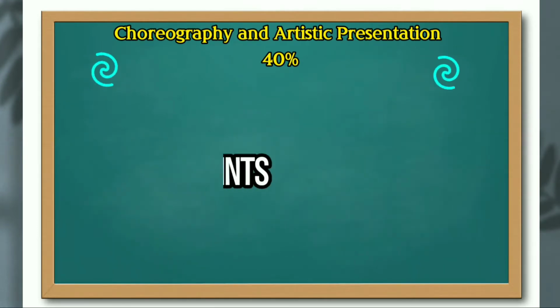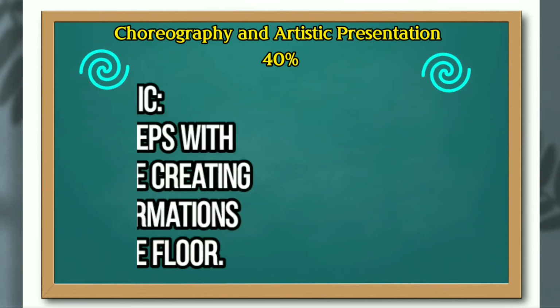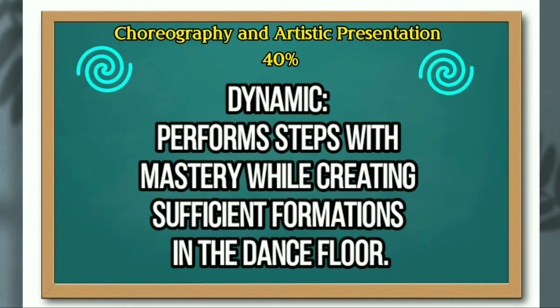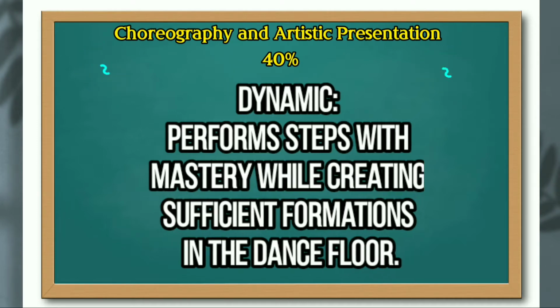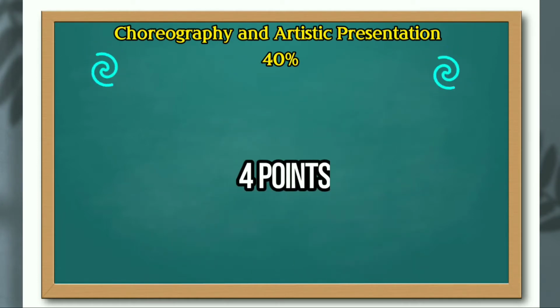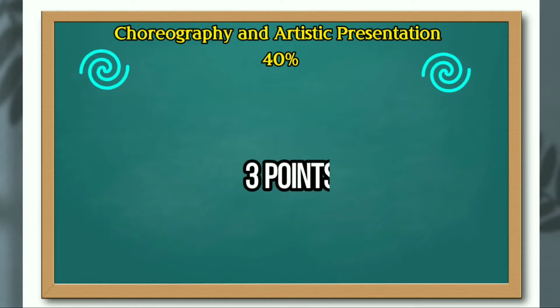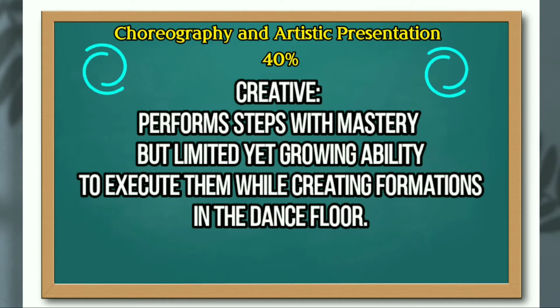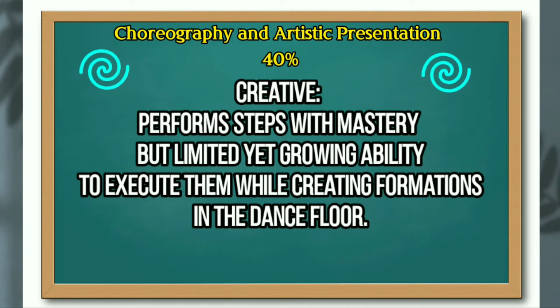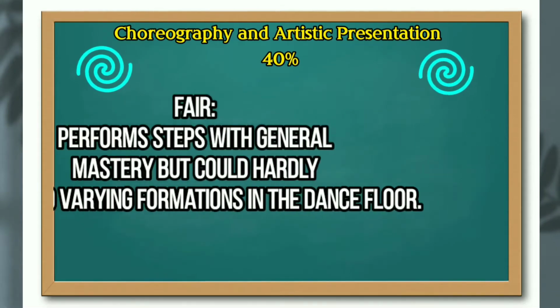So that's perfect, that's 5 points. So dynamic, if the students will perform steps with mastery while creating sufficient formation in the dance floor. So that's 4 points. So 3 points if they only achieve creative. So creative means perform steps with mastery but with limited yet growing ability to execute them while creating formations in the dance floor. That's 3 points.